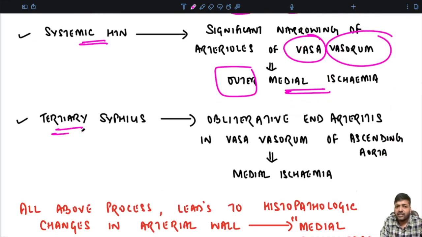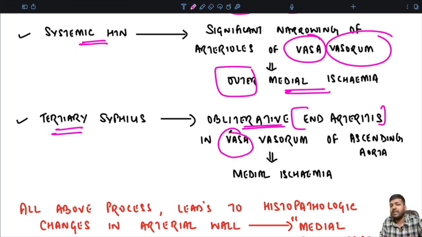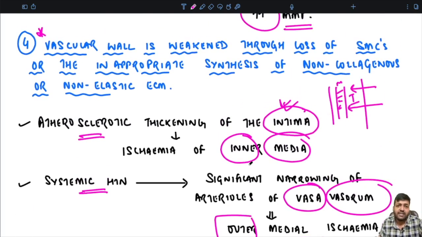And in tertiary syphilis, there is obliterative endarteritis. There is an inflammation of the end arteries in the vasa vasorum. So again, the vasa vasorum is involved in tertiary syphilis. There is an obliterative endarteritis in the vasa vasorum of the aorta, especially the ascending aorta, leading to medial ischemia. Okay, so in all these three processes, as you can appreciate, there is a weakening of the vascular wall, which is due to the medial ischemia.